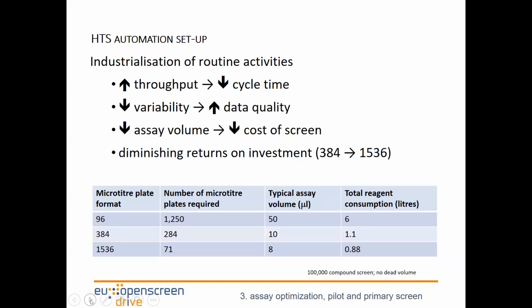And the table at the bottom shows the plate density, the number of plates, the assay volume and the total reagent consumption for a 100,000 compound screen with no dead volume. And really, there are diminishing returns when you miniaturize the assay from 384 to 1536-well format, as the assay volume often goes down from 10 microliters to just under 10, but you can try and push it down to 5 microliters. So unless your reagent is very expensive, you might find that the 384-well assay format is a good compromise and where you will not use too much reagent.